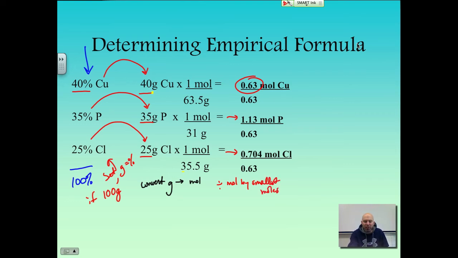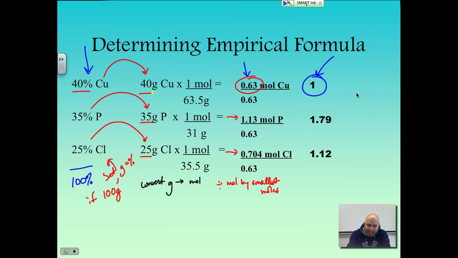What that's going to do for us is give us a whole number of 1. Notice when I divide something by itself, it's going to be 1. So if I divide all the moles by the smallest moles, definitely one of them is going to be 1. So there it is. This is 1.79 and 1.12. All right? That gives me my 1. So then therefore, I can know that I'm going to have a simplest whole number ratio.